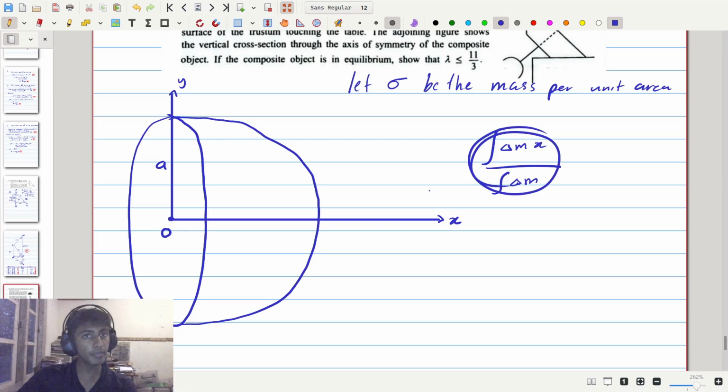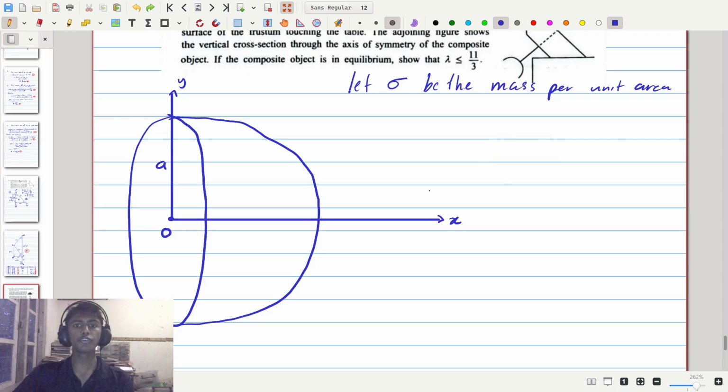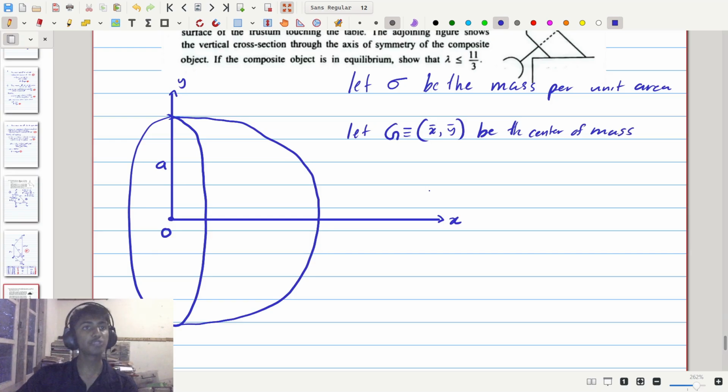Now you need to do the same thing for your y coordinate, and then you can find the x coordinate and y coordinate of your center of mass. So for this, let's say we use G for the symbol here, G given by x bar comma y bar, be the center of mass. So here we're basically going to try to find the coordinates x bar and y bar of the point G, which is the center of mass of this object.